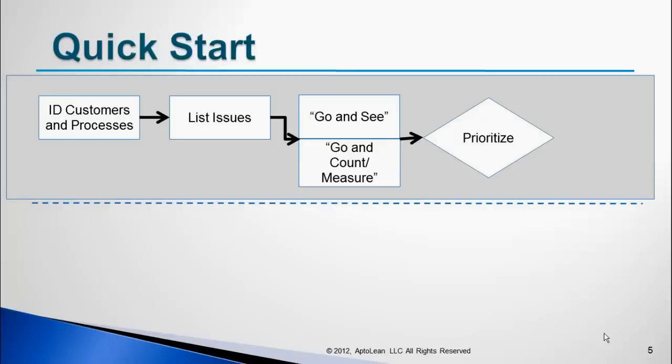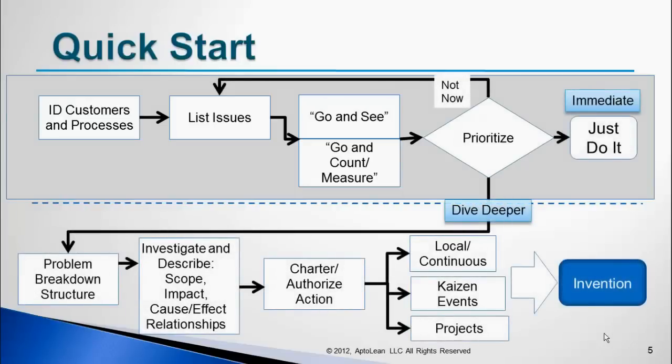You'll learn to practice go and see and go and count techniques and take immediate actions for some just do it items. You'll also be able to create an effective problem breakdown structure and authorize actions at the local workgroup level, as well as in Kaizen and projects. You can start saving time and expense right away. Your initial improvements lead to the opportunity to do even more. At the same time, learning to solve problems together improves your capability to take on those bigger issues. The complete Greenbelt training provides all the traditional Lean Six Sigma tools, along with the advantages of the adaptive philosophy.